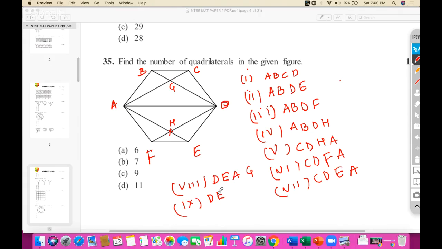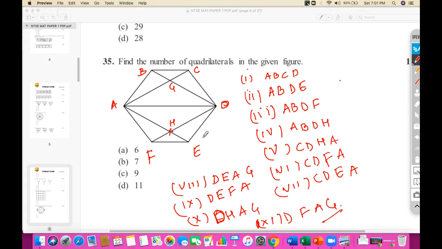9 as D, E, F, A, and I have the 10th one as, I can write it from D only. So I can write DHAG, and I can write the 11th one as DFAG. So these are the 11.